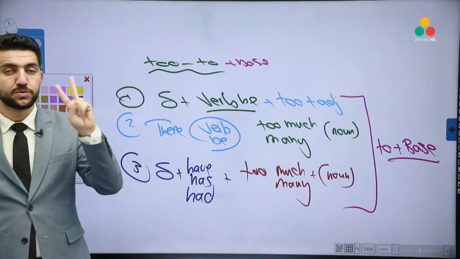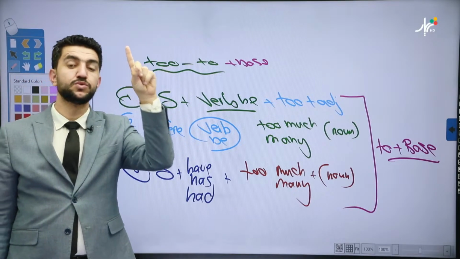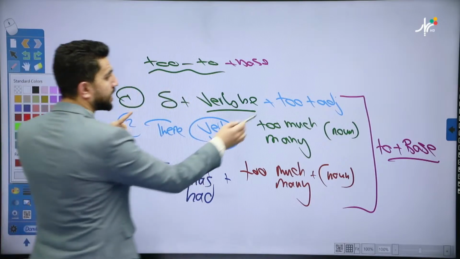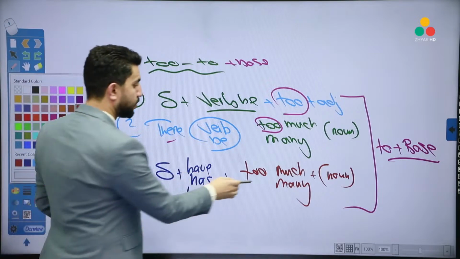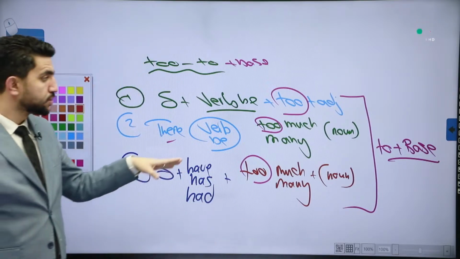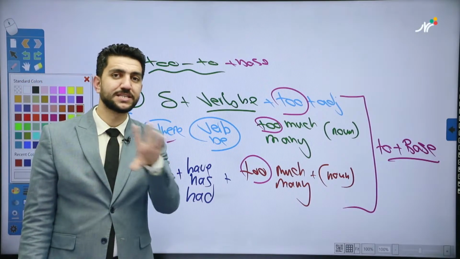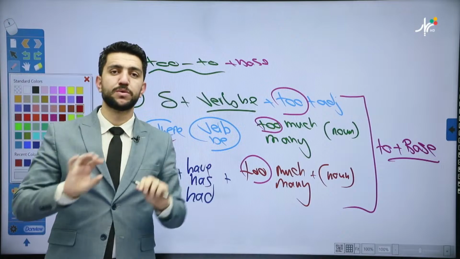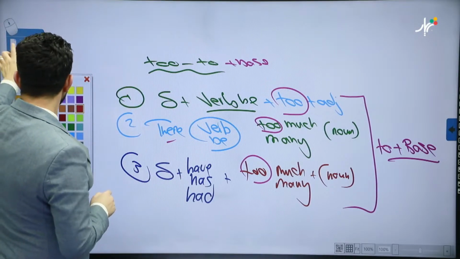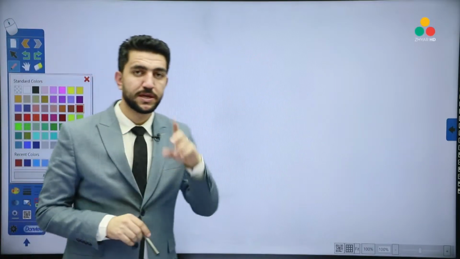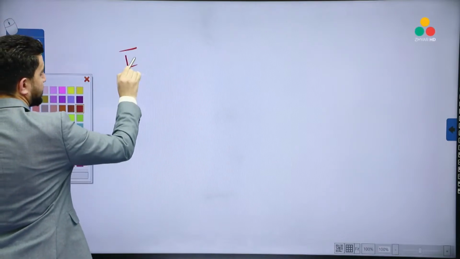Don't forget the two very important notes regarding too, the tips. The first tip, too is a hero. What do you mean by hero? It comes before, not after. Too is always positive in sentence form, although it has a negative meaning. It has a negative meaning, but the sentence is always positive, okay? Don't forget this. Okay, let's come to enough. How do we use enough?